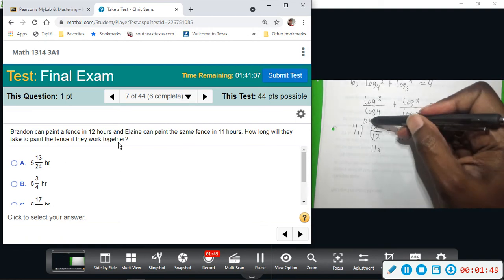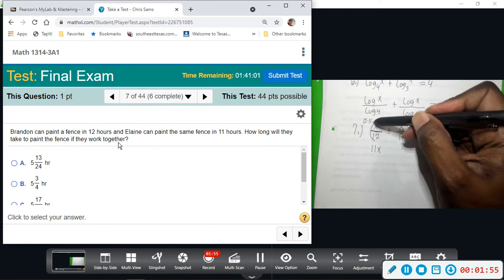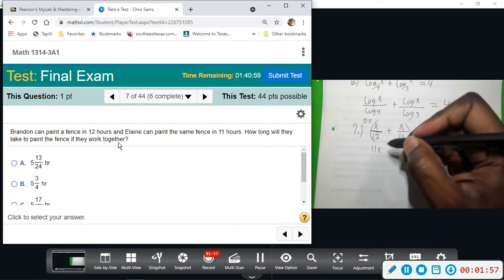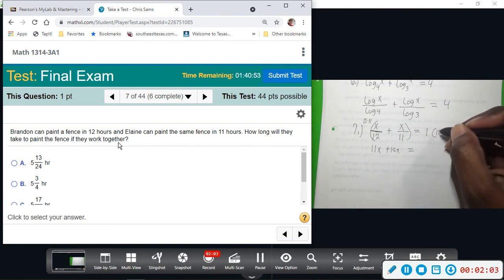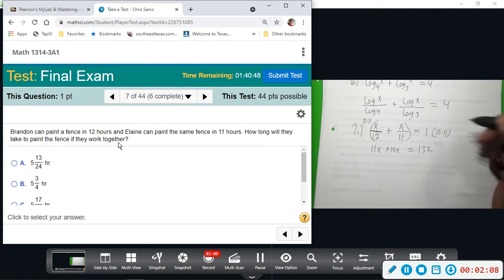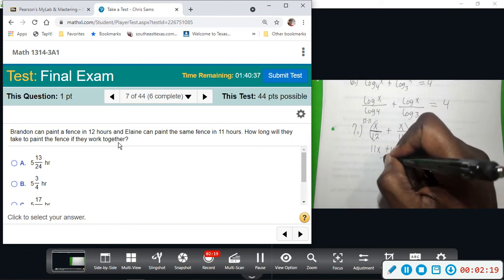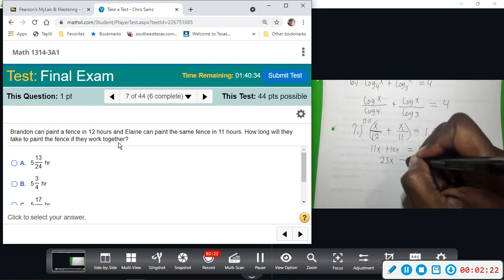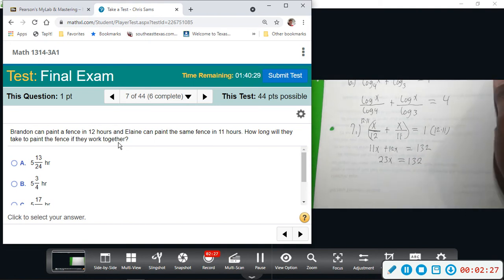When I multiply 12 times 11, because you have to distribute, you have two terms. When I multiply 12 times 11 by this term, the 11 will cancel out this time, and I'm left with 12x. And then on the other side, 11 times 12 will give us 132. Okay. And then over here we will combine like terms. 11 plus 12 will give us 23x equals 132. And then we would have to divide by 23.